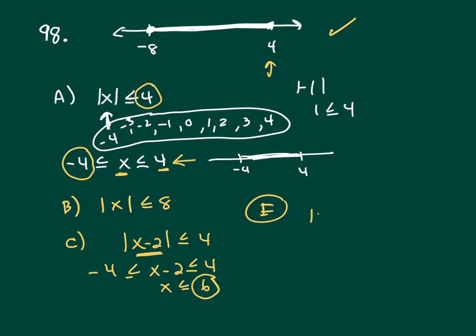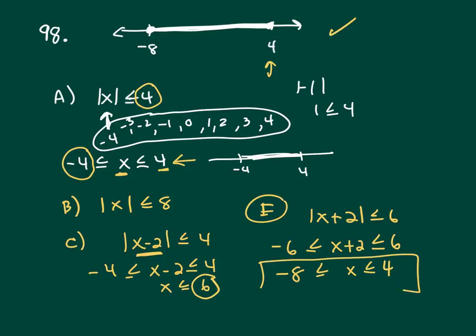because I've got the absolute value of x plus 2 less than or equal to 6. That's x plus 2 is between negative 6 and 6. Subtract 2, and that gives me my 4. Subtract 2, and that gives me my negative 8. So my answer is E.